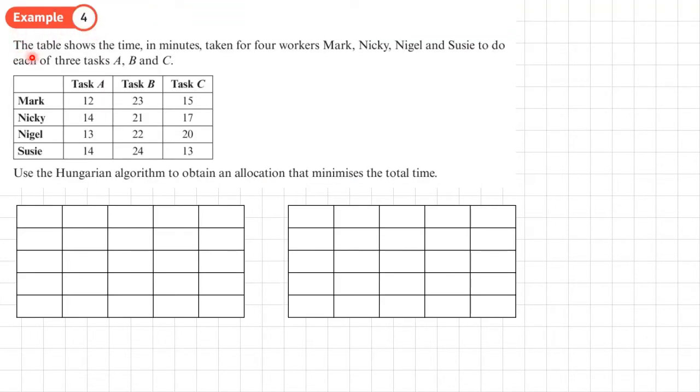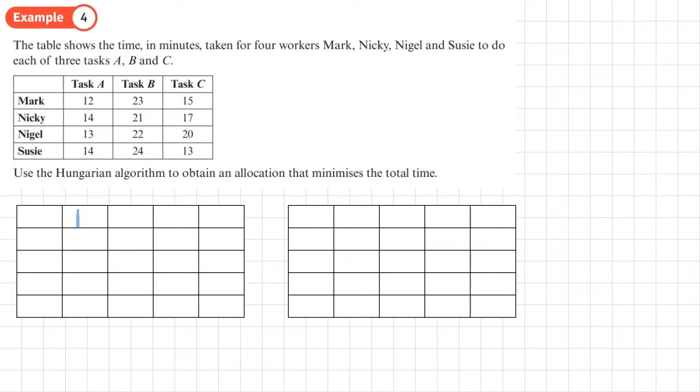Example 4. The table shows the time in minutes taken for 4 workers, Mark, Nikki, Nigel and Susie, to do each of 3 tasks A, B and C. Use the Hungarian algorithm to obtain an allocation that minimizes the total time. Okay, well, you can see 4 workers, 3 tasks. I'm going to need a dummy task.